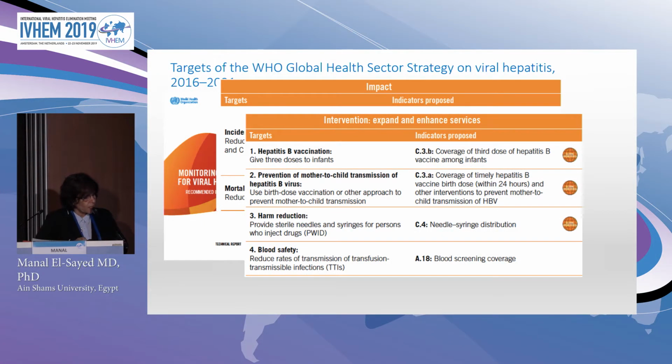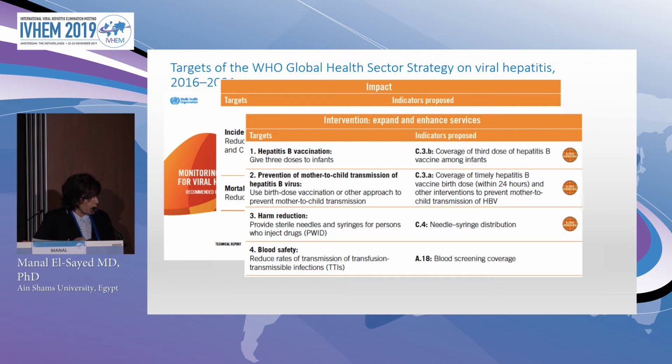Secondly, interventions, expand and enhance services. The targets are Hep B vaccination, give the 3 doses, coverage of the 3rd dose of the Hep B vaccine among infants, also prevention of mother-to-child transmission by giving the birth dose of the vaccine within the first 24 hours after birth. And now with the new guidelines, there is going to be also screening of pregnant women as well as treatment of pregnant women if there is need to.